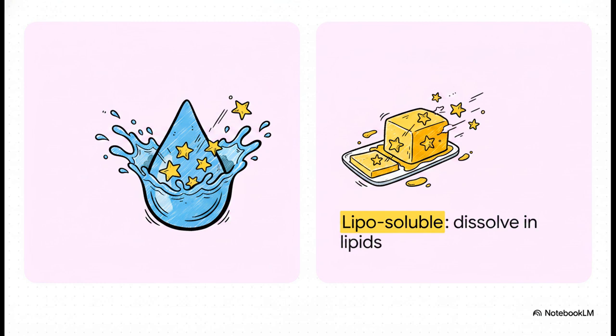Let's break down the terminology really quickly. Hydro means water, so hydrosoluble vitamins are those that dissolve in water. There are 9 of these in total. Lipo means fat, or lipids, so liposoluble vitamins dissolve in fats. This group is exclusive. It encompasses just 4 specific vitamins denoted by the letters A, D, E, and K.